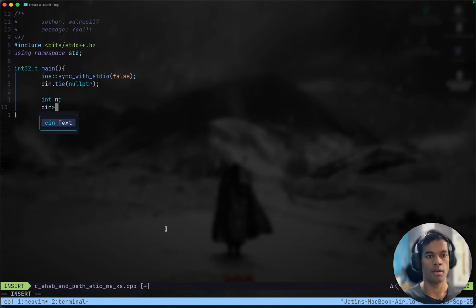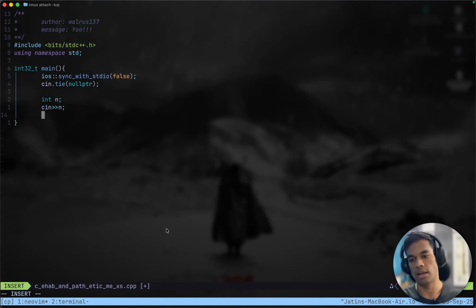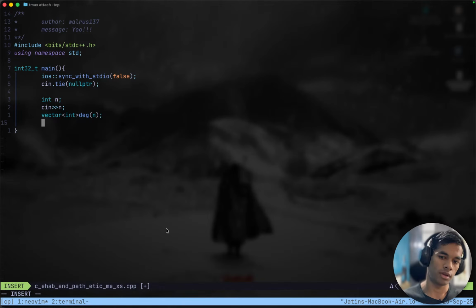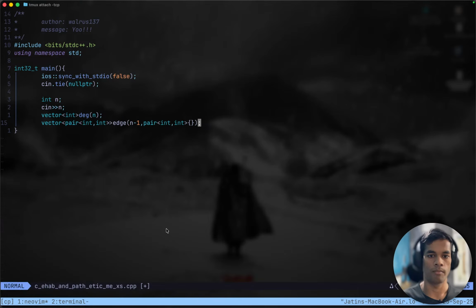Int n, take in n, the number of nodes, and then we would like to keep track of the degree of each node, and there are n nodes, and also the order in which we saw the edges. Vector of pair of int for the edges. There are going to be n minus 1 edges, and each edge we can initialize like so, and then we will take in the input, and there are going to be n minus 1 edges. Yes, cin.